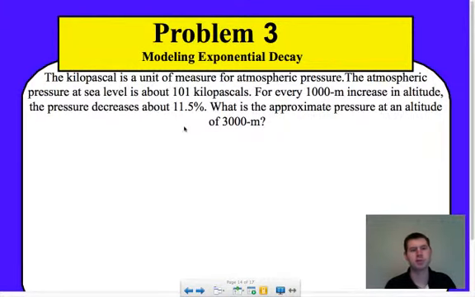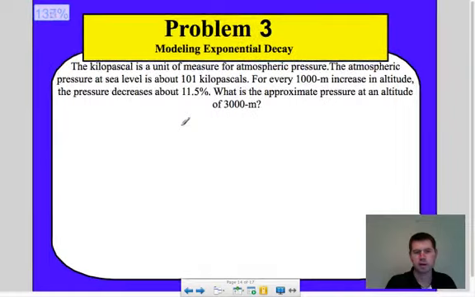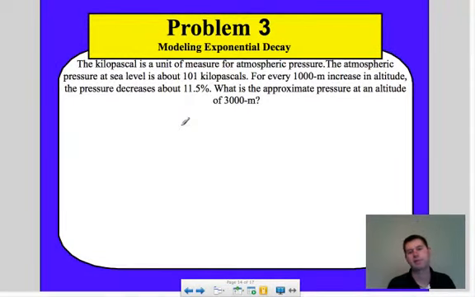Okay, so let's look at problem number 3. The kilopascal is a unit of measure for atmospheric pressure. The atmospheric pressure at sea level is about 101 kilopascals. For every 1,000 meters of increase in altitude, the pressure decreases about 11.5%. What is the approximate pressure at an altitude of 3,000 meters?